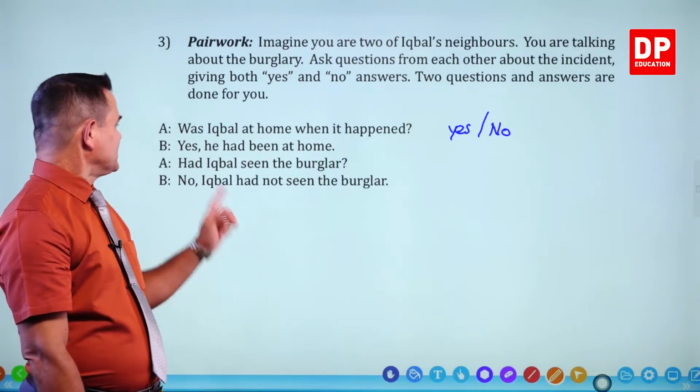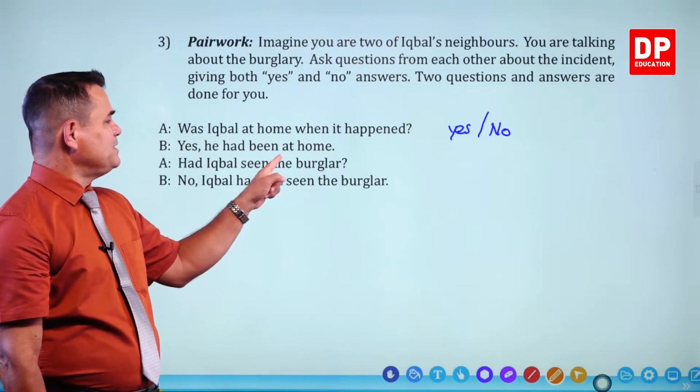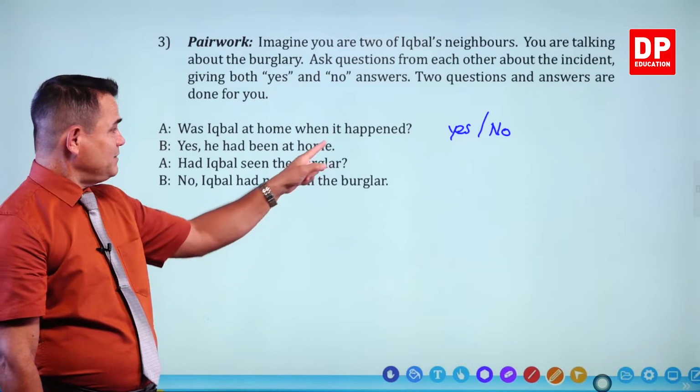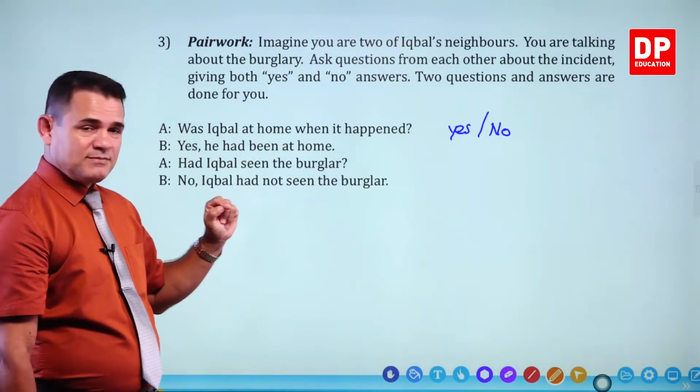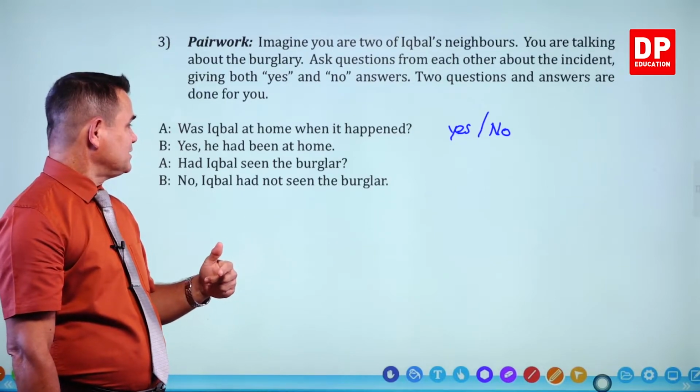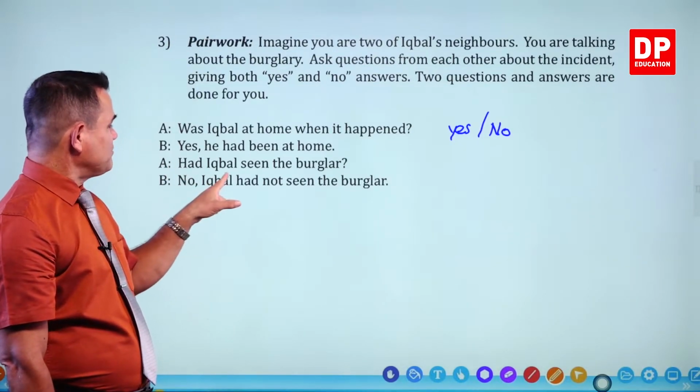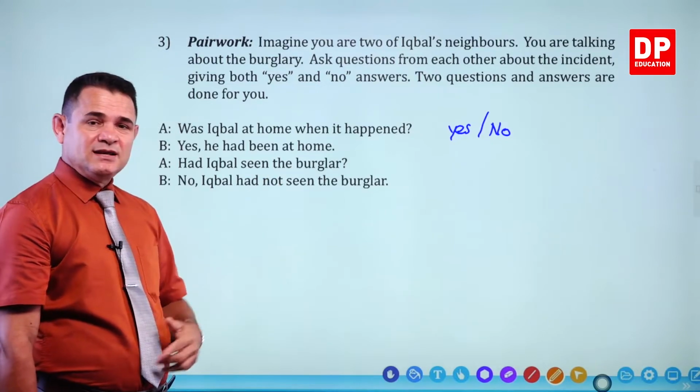Yes, he had been at home. Look at this question: was Iqbal at home when it happened? Yes, he had been at home. Had Iqbal seen the burglary?